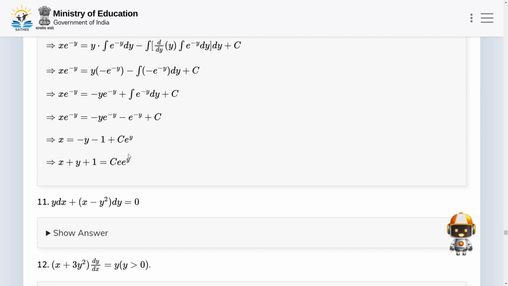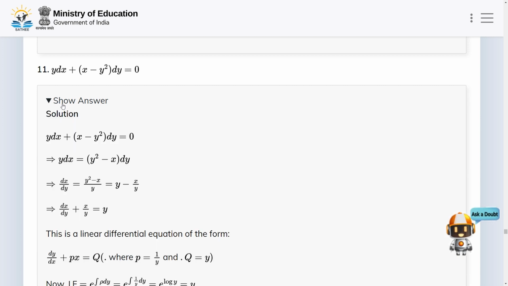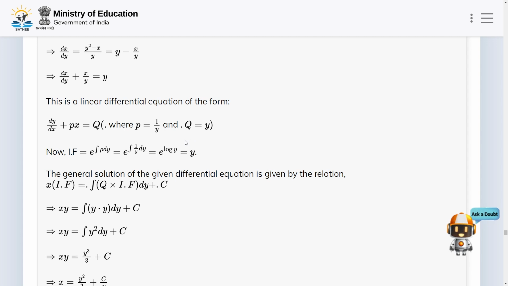Okay. Now, next problem, 11th problem. What it says, 11th problem. Try to form the standard form. Okay, so dx by dy plus x by y is equal to y. This means p will be 1 by y, q will be just y. So p will be 1 by y, q will be y.